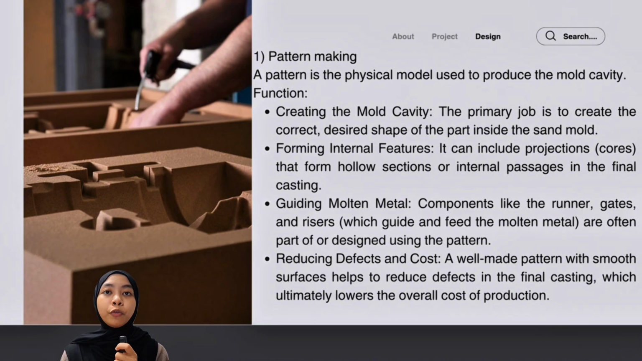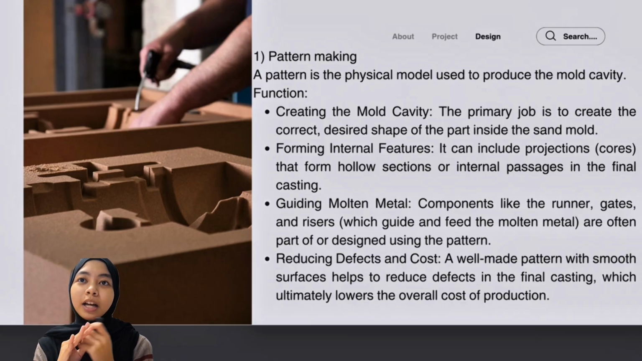Next, it is to form internal features, and it can include projections, which are the cores that form hollow sections or internal passages in the final casting. Next, guiding molten metal. Guiding molten metal is for components like the runner, gates, and risers, which will guide and feed the molten metal and are often part of or designed using the pattern. And then next, reducing defects and costs. A well-made pattern with smooth surfaces helps to reduce defects in the final casting, which ultimately lowers the overall cost of production.